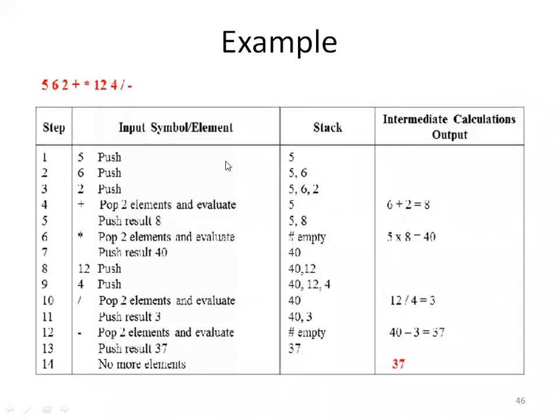Okay, so how is it done? I have written this in tabular format. This column is for steps, this column is for the input symbol that we will scan from this expression, and this is for the status. And this is the intermediate calculation output that we are getting.